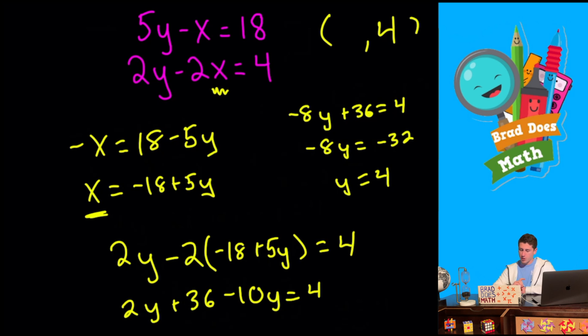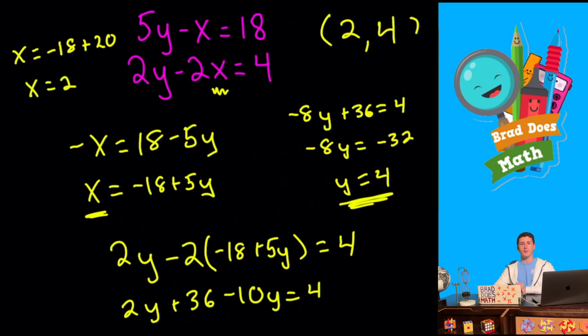And to solve for x, we can just plug back into any equation we really want that has an x. So I will plug y being 4 into this equation right here. Meaning x is going to be negative 18 plus 5 times y. And if y is 4, 5 times y is 20. So that means x equals 2, and we have our answer, (2, 4).